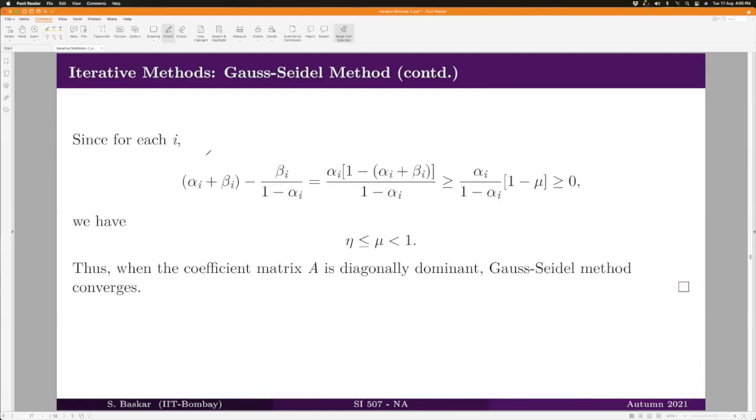Provided eta is less than 1. Now let us see how to prove that eta is less than 1. Alpha I plus beta I minus alpha I divided by beta I is greater than or equal to alpha I by 1 minus alpha I into 1 minus beta. So a simple calculation will tell you this, and that shows that eta is always less than or equal to mu.